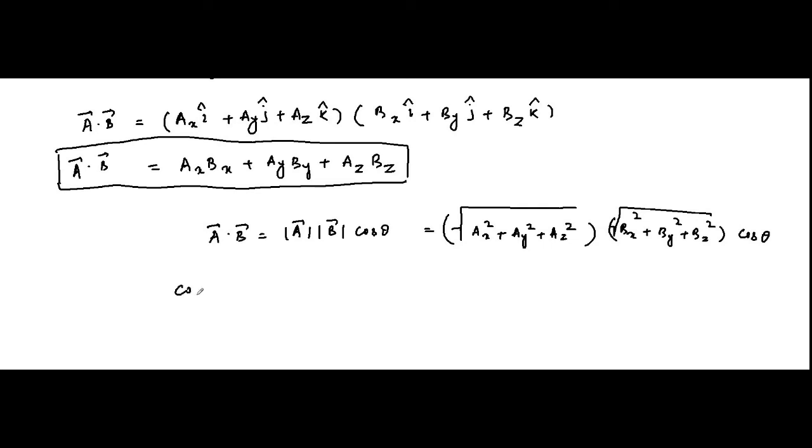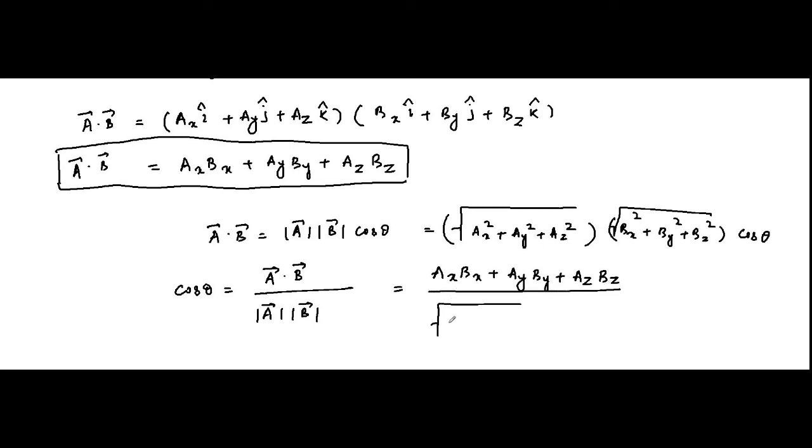So cos theta is simply A vector dot B vector divided by the magnitude of A vector multiplied with the magnitude of B vector, which is equal to A vector dot B vector, here it is ax bx, ay by, az bz, and then we have root over of ax square plus ay square plus az square, then bx square plus by square plus bz square, root over. Okay, that is cos theta.